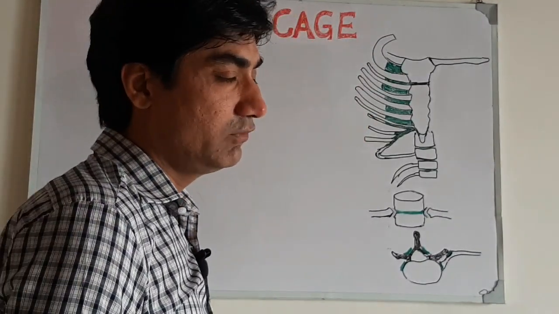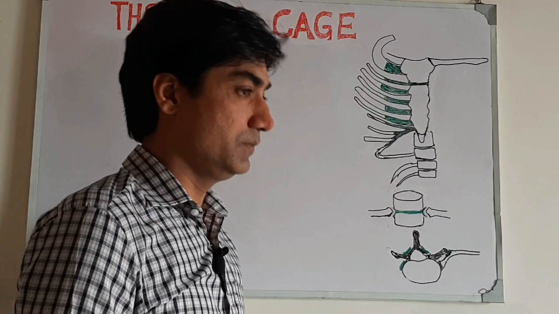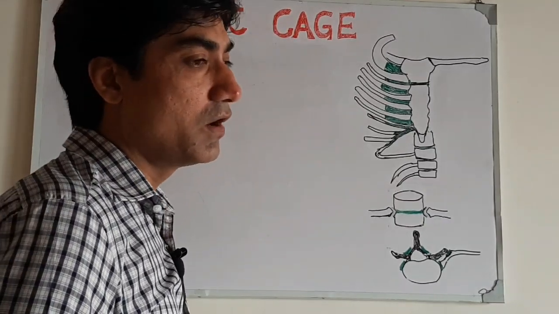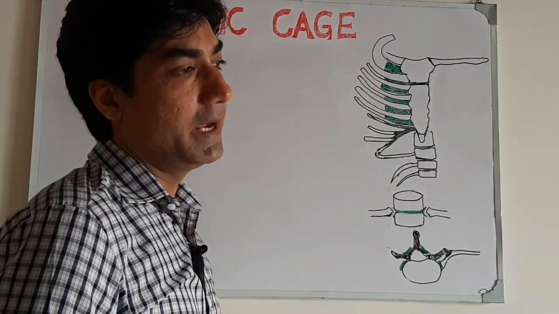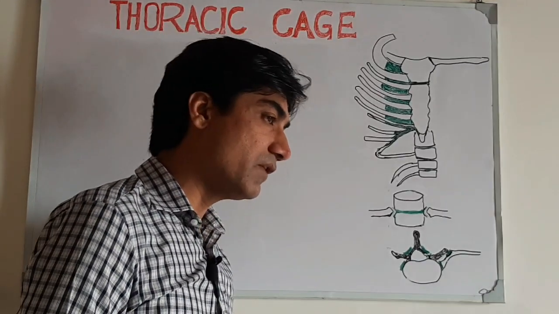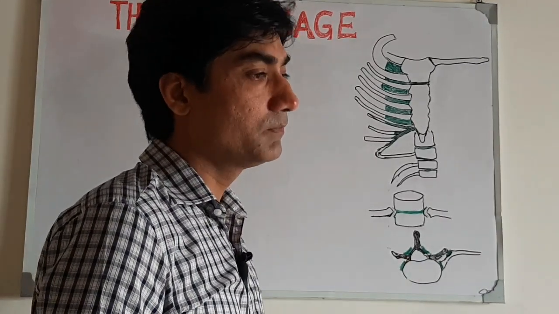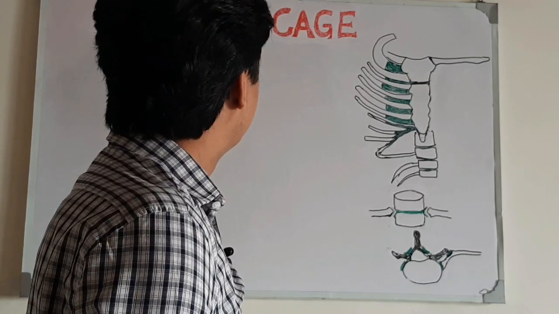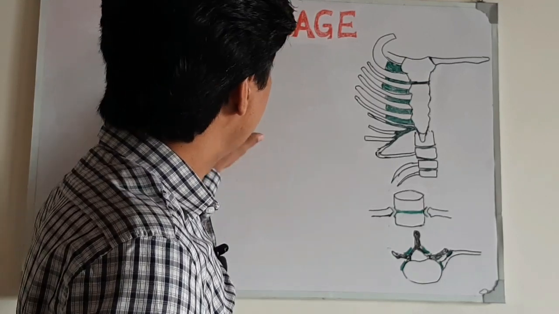We are going to talk about the thoracic cage. In this lecture, we will discuss the thoracic cage. The thoracic cage basically consists of ribs, sternum, and thoracic vertebra. Thoracic vertebra we have discussed already in a previous lecture. So today we are just going to look at ribs and sternum.